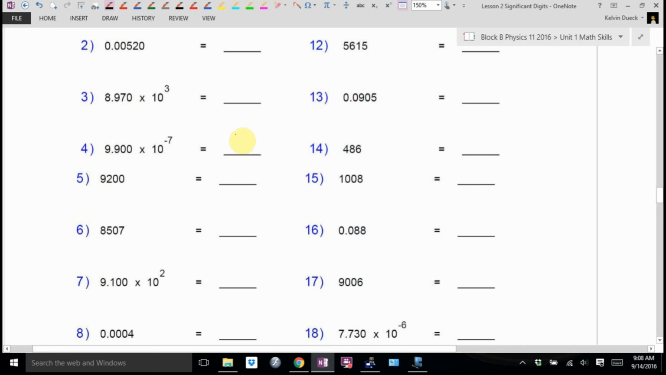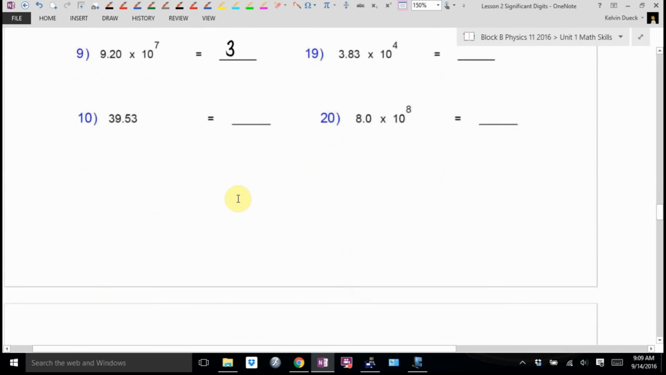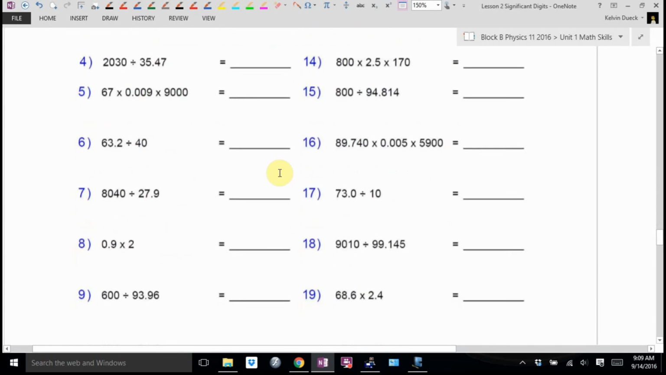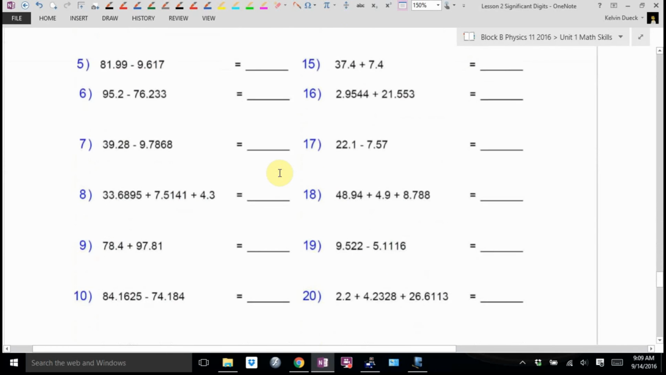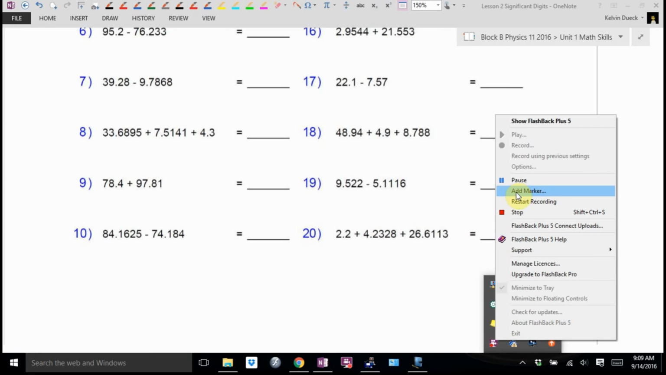For example, number 4, 4 sig figs. Number 9, 3 sig figs. Because scientific notation is really easy to count. Okay, I'll let you try the other ones. And then solve the problems and round accordingly. There's some multiplication questions, and then there's some addition questions. I'm going to give you some time to work on this, and then in about 10 or 15 minutes, I'm going to call you back, okay? And also you have the other scientific notation sheet, the radioactive cat one.